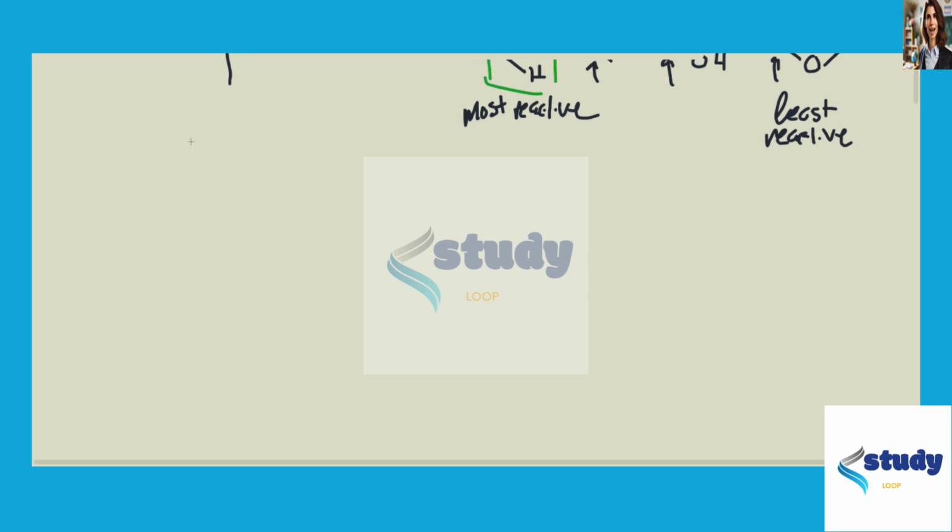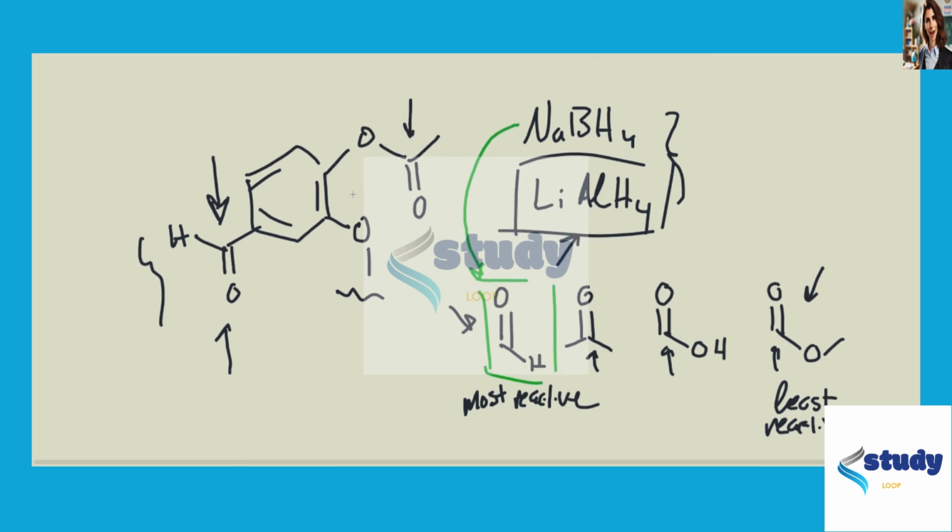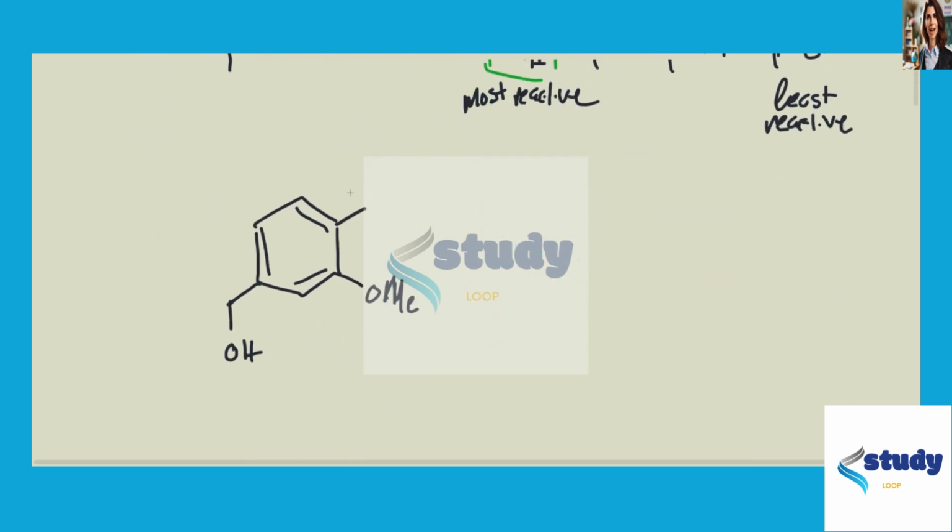With lithium aluminum hydride, we would expect this aldehyde to become an alcohol. This methoxy would be untouched. And then this, what used to be an ester, would simply become an alcohol, and we would have also generated some methanol.